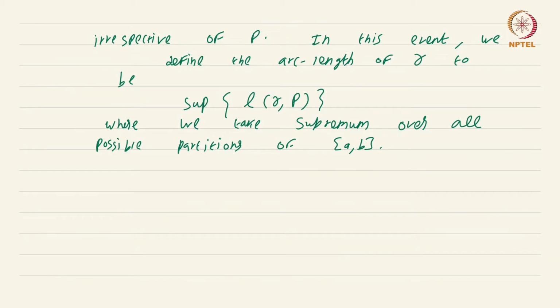Okay, so essentially what we are doing is we are approximating the curve from the inside using polygonal paths and taking the supremum over all such lengths that you get and defining that to be the arc length.